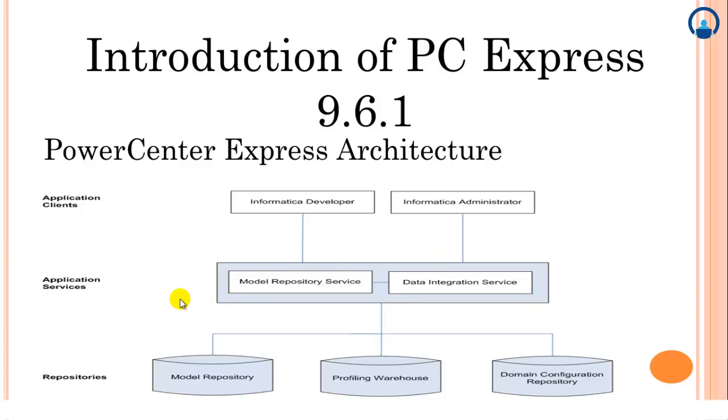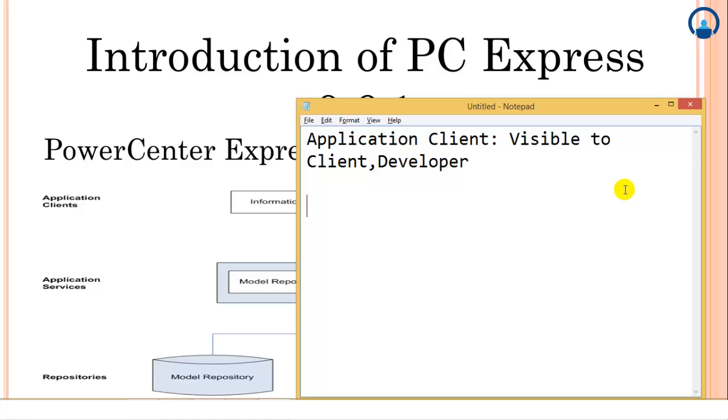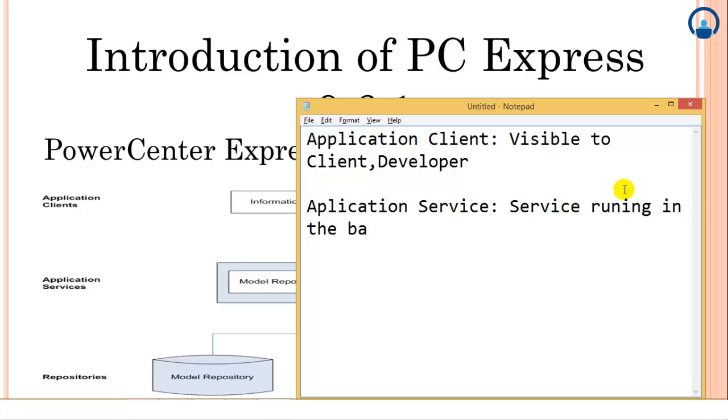The second layer is application services. Application services is not visible, but it is the service running in the backend to support your application client and your server. Everything is connected because of the application services. If the application services are down, our application client will not work, and our application servers will also not work. So for the linkage between the client and the server, we use the application services.